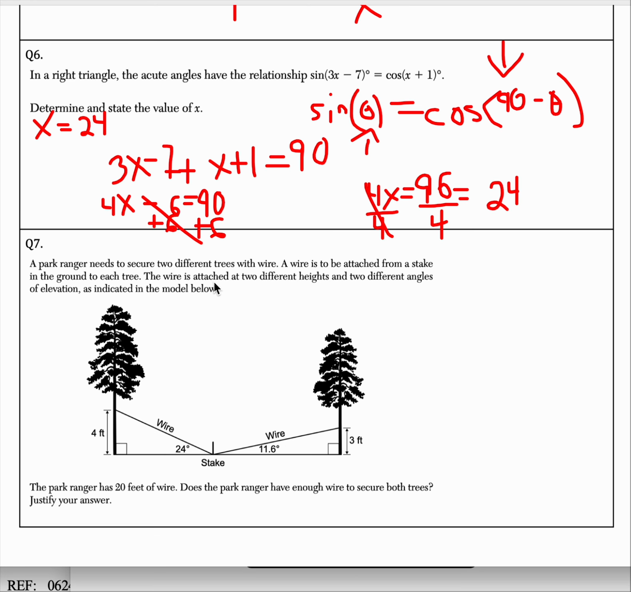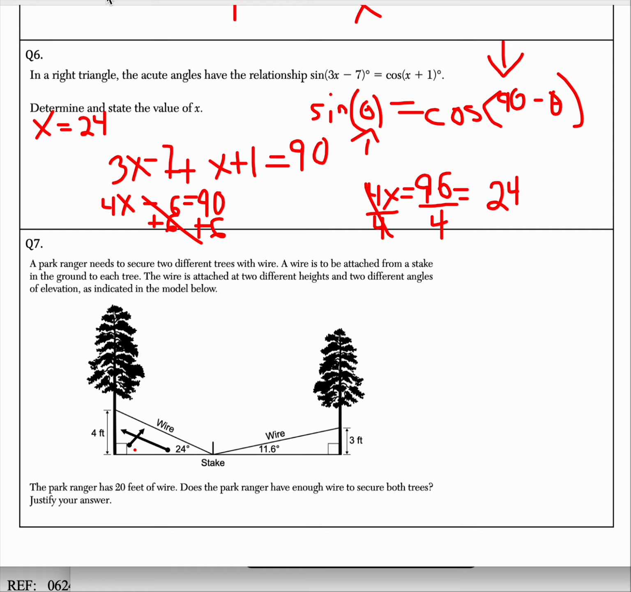The wire is attached at 2 different heights and 2 different angles of elevation, as indicated by the model below. The park ranger has 20 feet of wire. Does the park ranger have enough wire to secure both trees? Justify your answer. So we need a wire here and a wire here, and we need to know how long the park ranger is going to need. So let's do some marking up and see how to find out the wire for this tree. And we know that this is the hypotenuse, and that's our opposite.